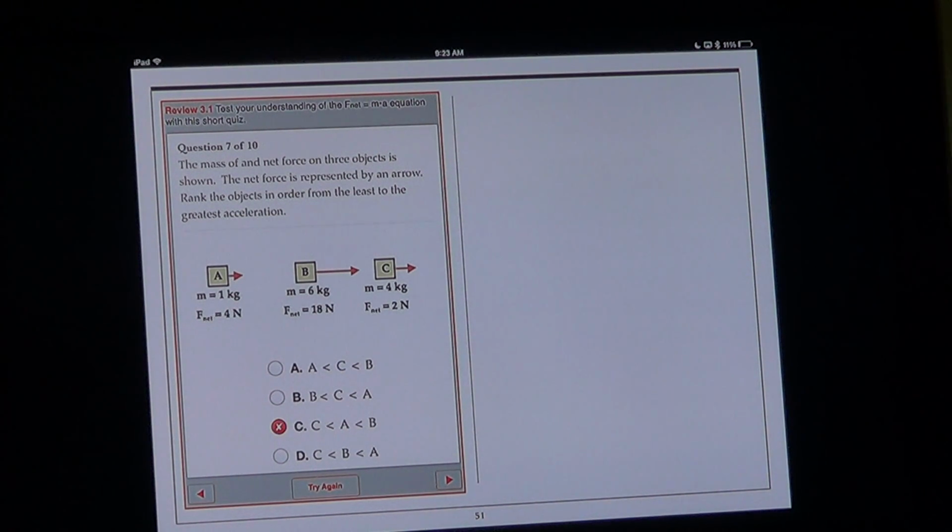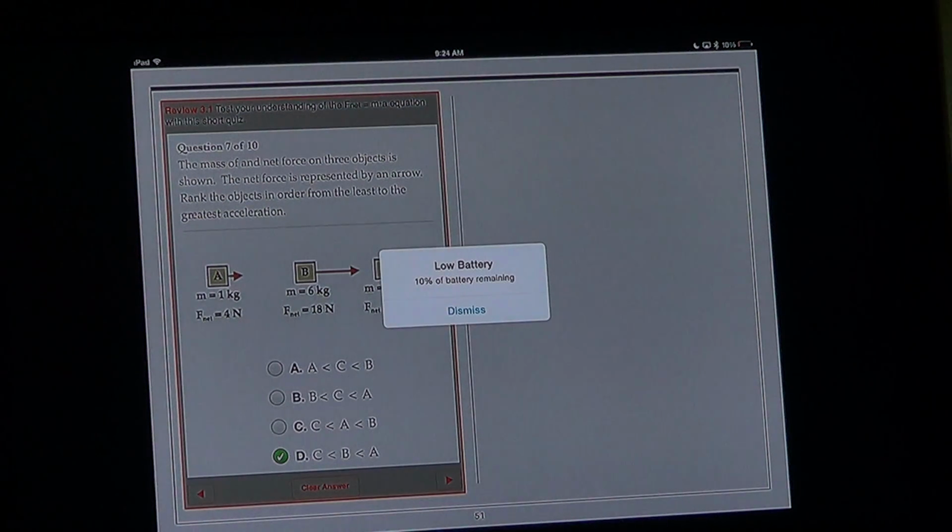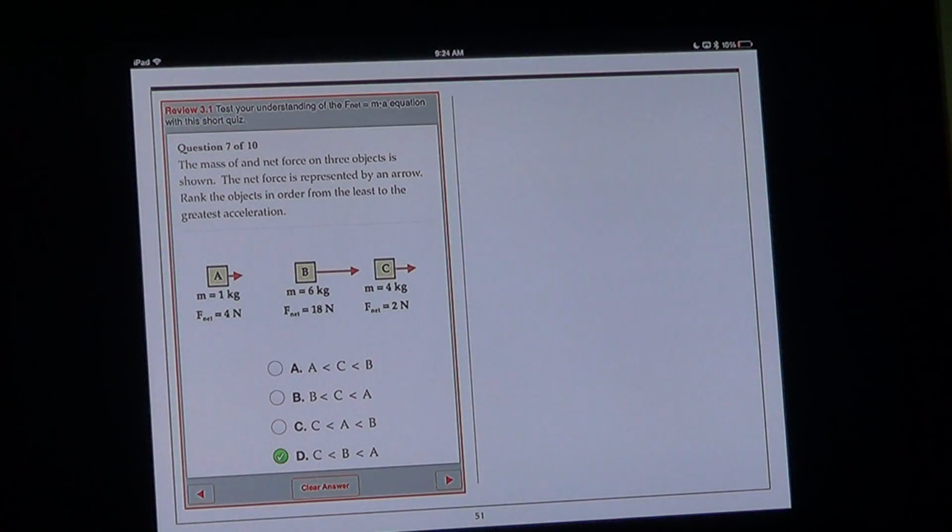No. C is the littlest. Oh wait, no, wait, 2 divided by 4. That's 1/2. And then 4, and then I don't know what each one is. It's D. It's a fraction. Oh, no, it's C. Hooray. Yes. C is the smallest because to get the acceleration we divide the net force by the mass, so that would be 1/2. B would be 3 and A would be 4.